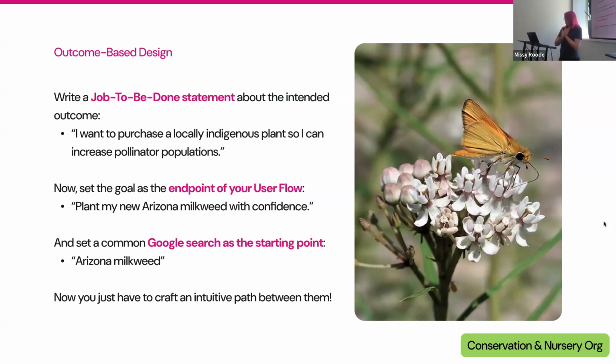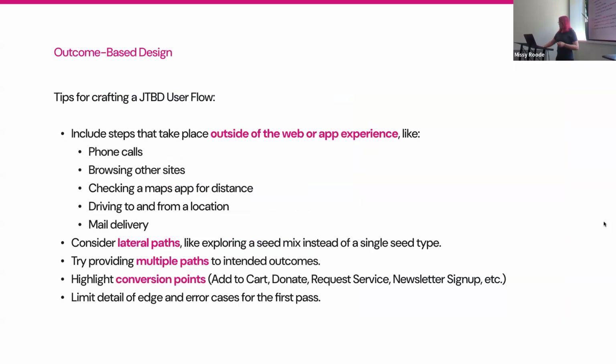Then we take the goal of that, we set it as the end point of the user flow. We'll show this in a second, but we say the goal is to plant my new Arizona milkweed with confidence. That's the end of their experience. And then you say, at the beginning of their experience, what is that common Google search that we see? In this case, it's Arizona milkweed. Great. That's the starting point of their journey, is that search. And now you just are building the path between them.